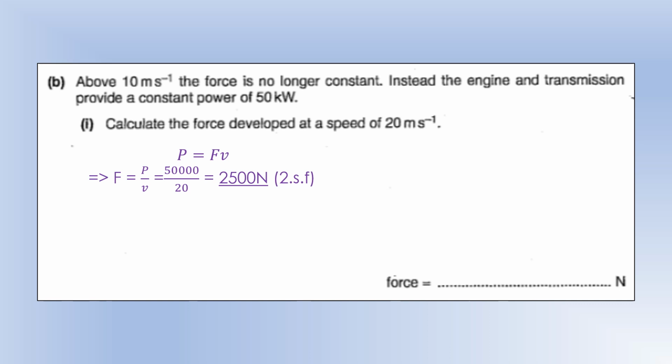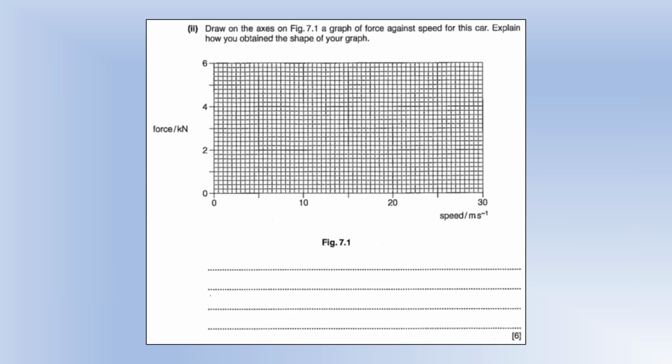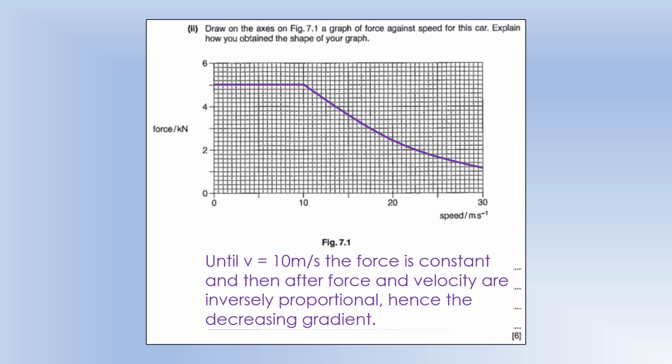Fairly straightforward. So draw on the axis a graph of force against speed for this car, explaining how you obtained the shape of your graph. So initially, for the first period of time, the force is constant. And then we've just seen that once we're up to 20 meters per second, the force is 2.5 kilonewtons. And remember that force and velocity are inversely proportional if power is constant. So that's why the gradient decreases and we get that curve.